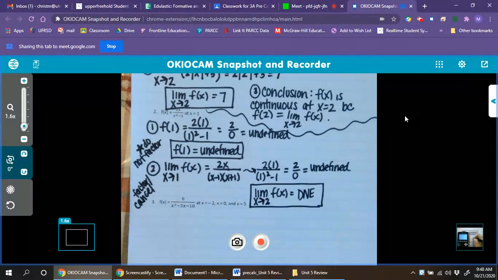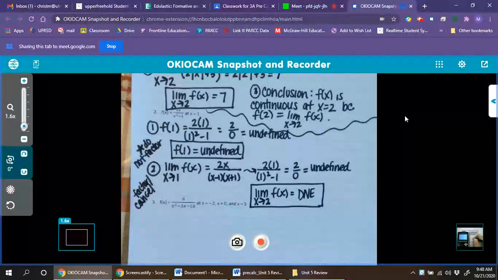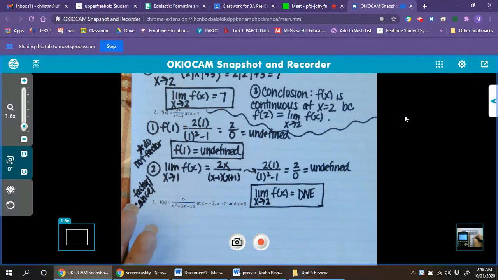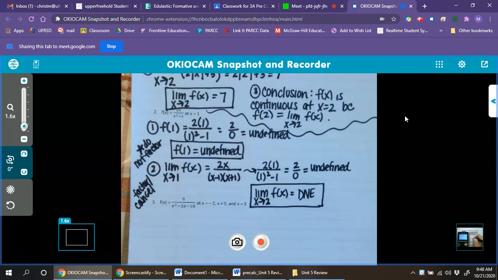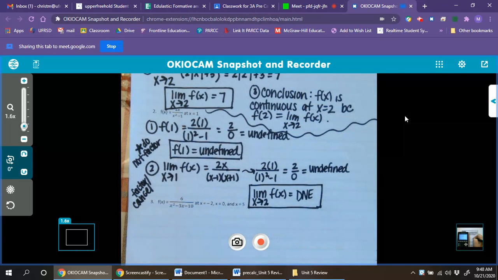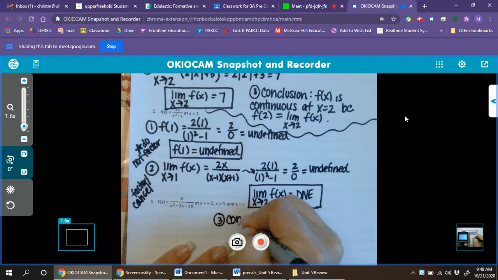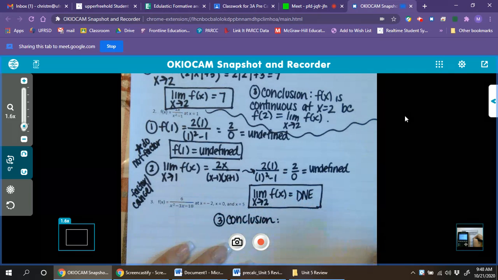Okay, so this is a different situation than number 1. Number 1, I had an answer for both part 1 and part 2. Now I have undefined and I have does not exist. Well, I can't show that this is continuous because continuous says they have to equal the same value. And even though they both don't work, that doesn't qualify as being the same value. Okay, so my conclusion here is it's not continuous.